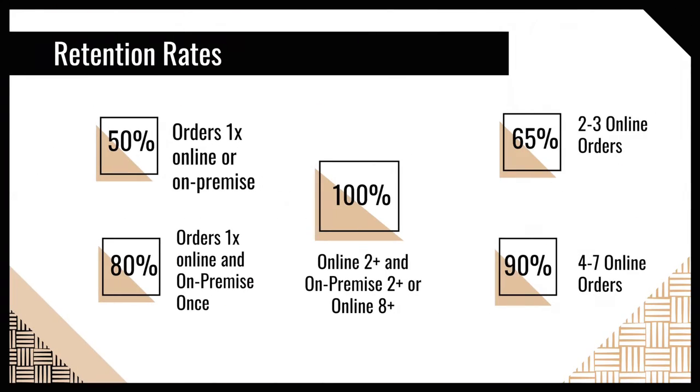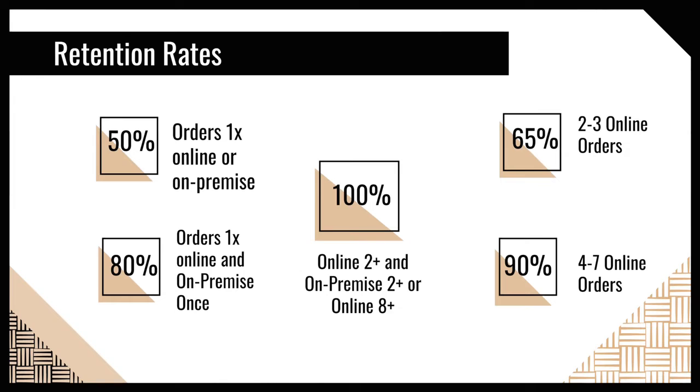Thank you, Caroline. As mentioned earlier, the retention rate is a key factor in calculating the churn rate. Therefore, we created a system for determining the retention rate for each of the wine club members. For members that either ordered online only once or only purchased on-site once, these members were given a retention rate of 50%, which equates to a churn rate of 50% as well. For club members that ordered 2 to 3 times online but never visited the premises, these members were given a retention rate of 65%.